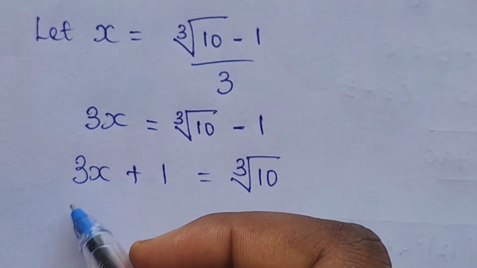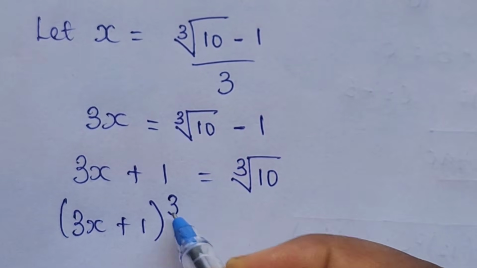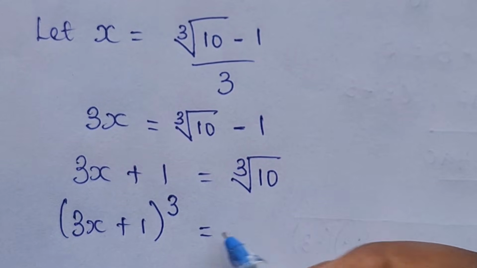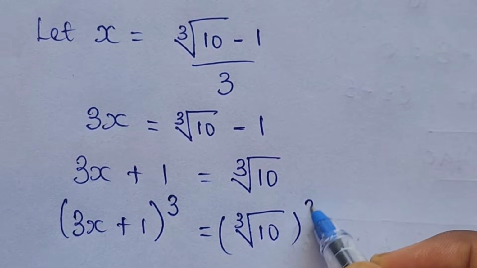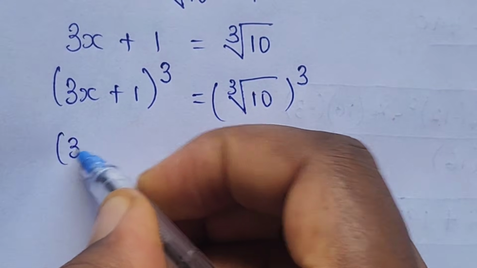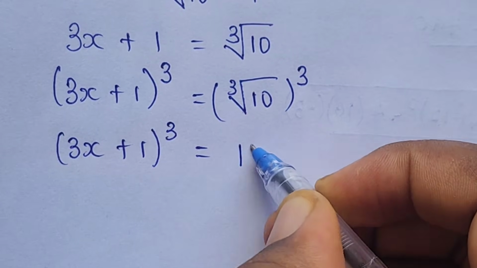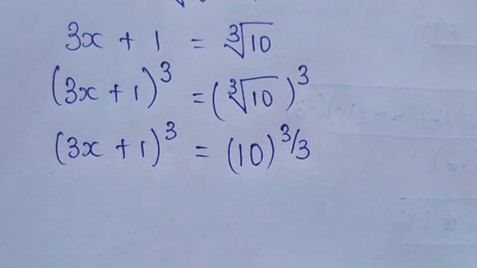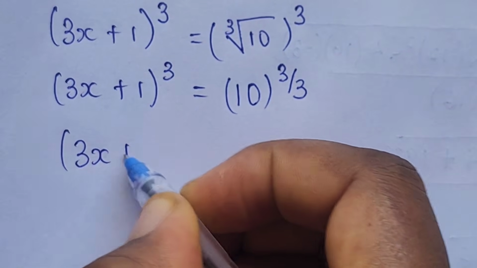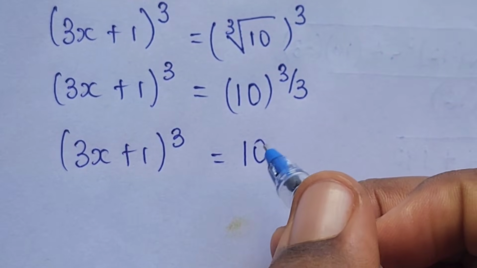So we'll be taking the cube of both sides to have (3x plus 1) all to the power of 3 equal to the cube root of 10 all to the power of 3. So we have (3x plus 1) to the power of 3 is equal to 10 to the power of 3 over 3. So our (3x plus 1) to the power of 3 is equal to 10.